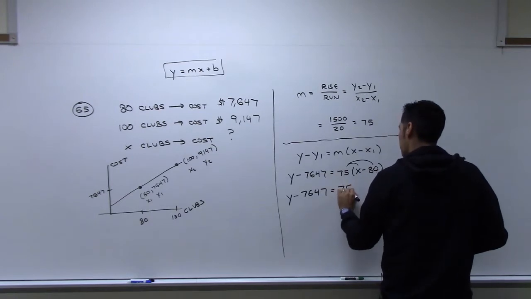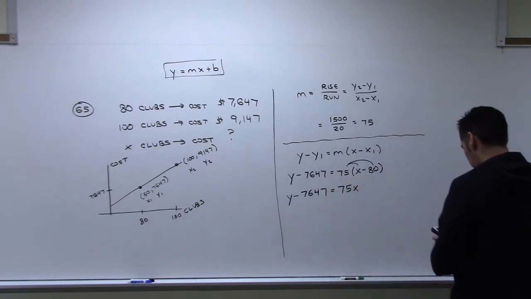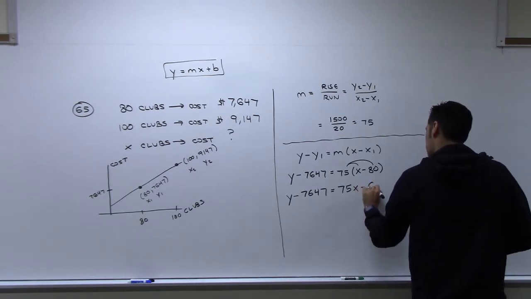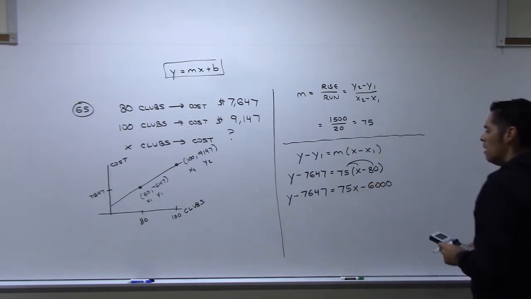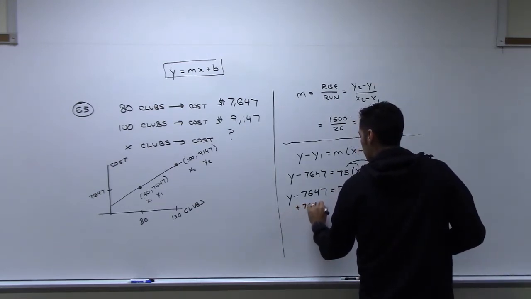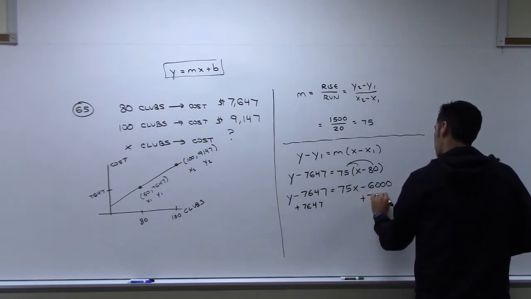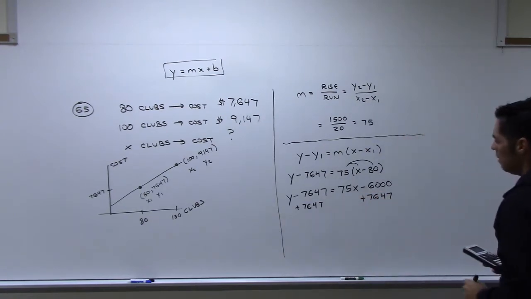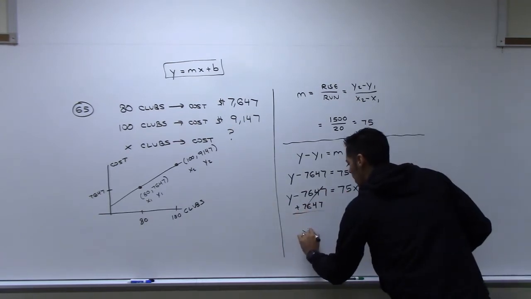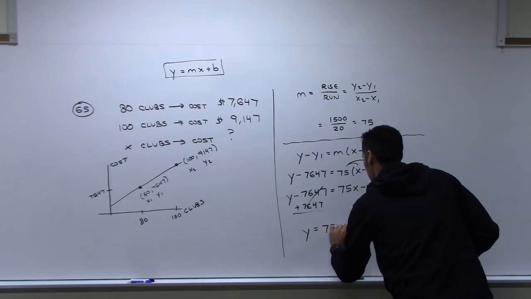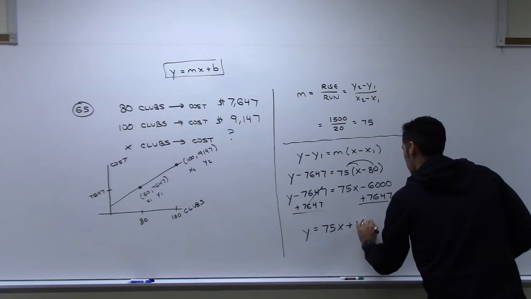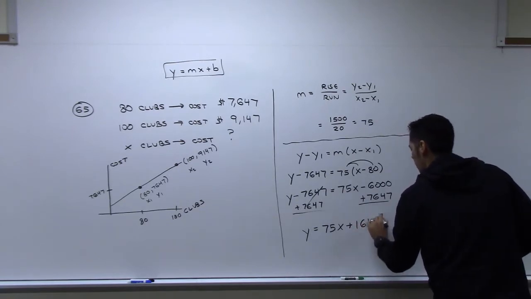So we'll have 75x, that's when we multiply here. Then 75 times negative 80 is going to give us negative 6,000. And then at this point, we will add the 7,647 to both sides. And over here it goes away. And over here you add and you'll get y equals 75x plus 1,647. There we go.